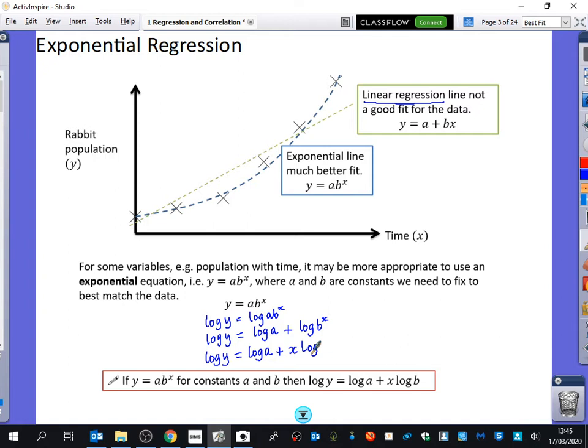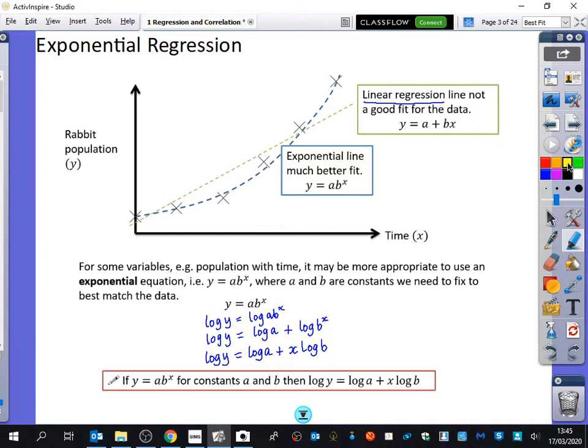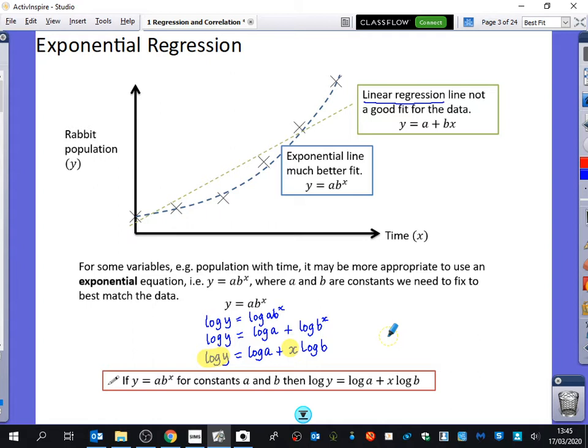Now, if you just pause and think about what we've done here, we have now changed it so that our variables are log y and x. But what can you say about log b and log a? They're just constants. So if I was to plot a graph and instead of it saying y and x, it said x and on the graph it said log y in that place, it's a bit like saying y equals mx plus c.